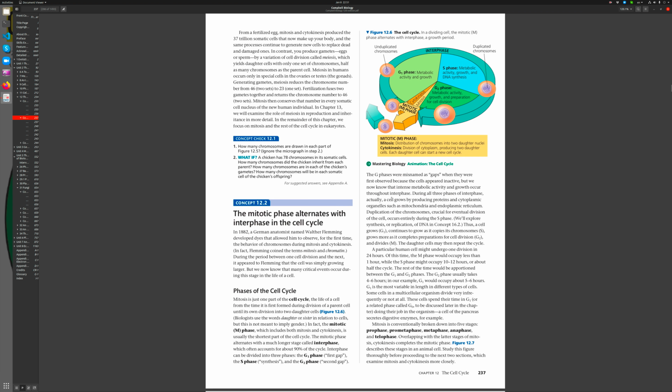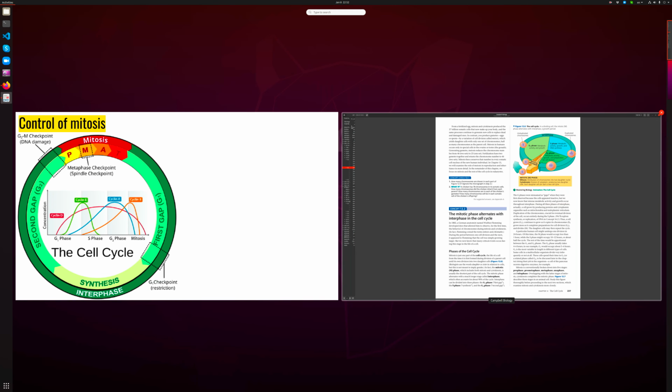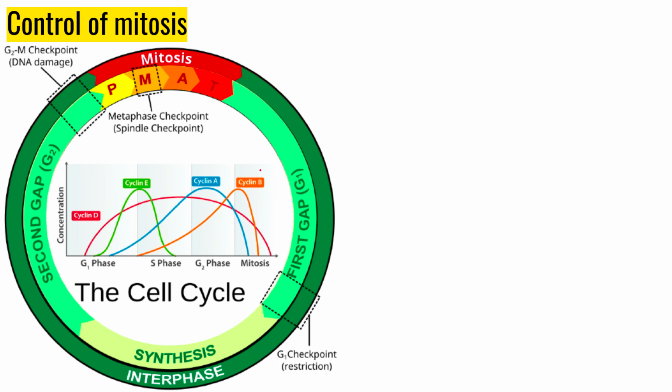Okay, so here we have the cell cycle, and in a dividing cell, this mitotic phase alternates with interphase, and the mitotic phase is constituted of mitosis and cytokinesis. Okay, let's talk about the control of mitosis.